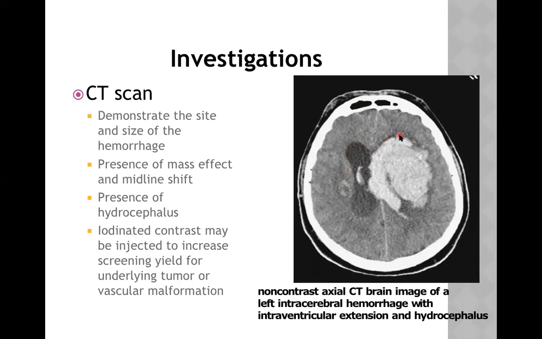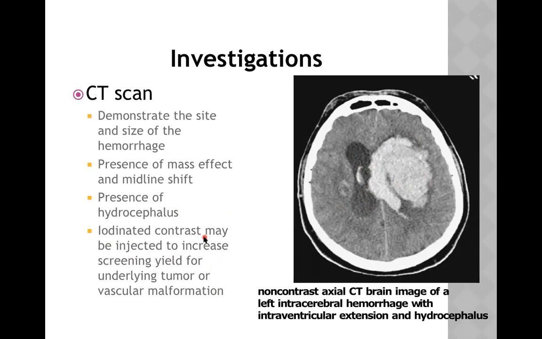The other horn of the lateral ventricle on this side is completely obscured by the blood clot. So probably the drainage of CSF is also blocked by the collection of the blood. So all these different things we can see very clearly in the CT. There is presence of hydrocephalus, and the iodinated contrast may be injected to increase the screening yield for underlying tumor or vascular malformation. Now this iodinated contrast is called contrast enhanced CT scan.